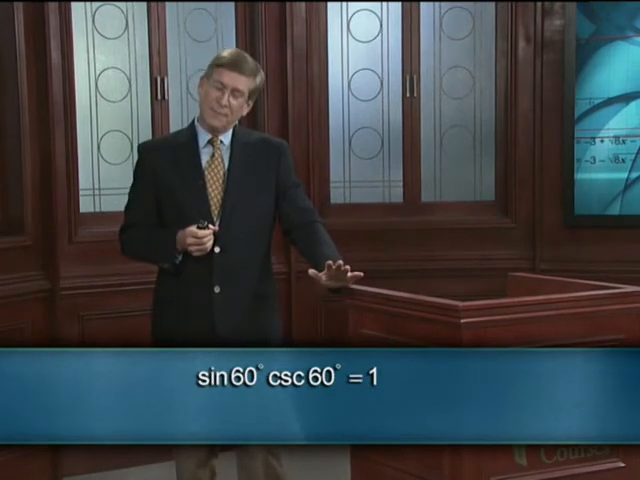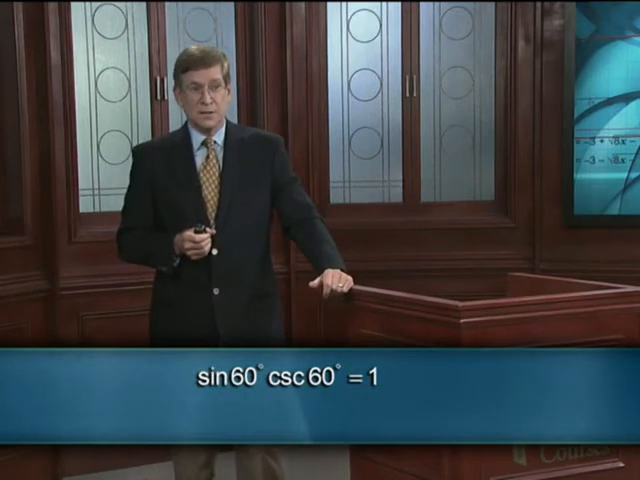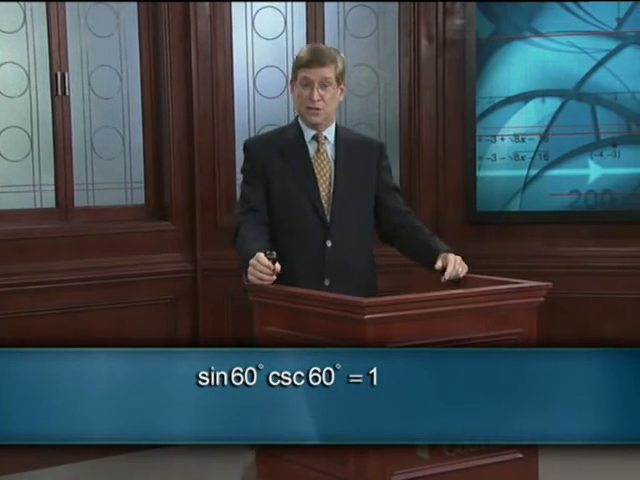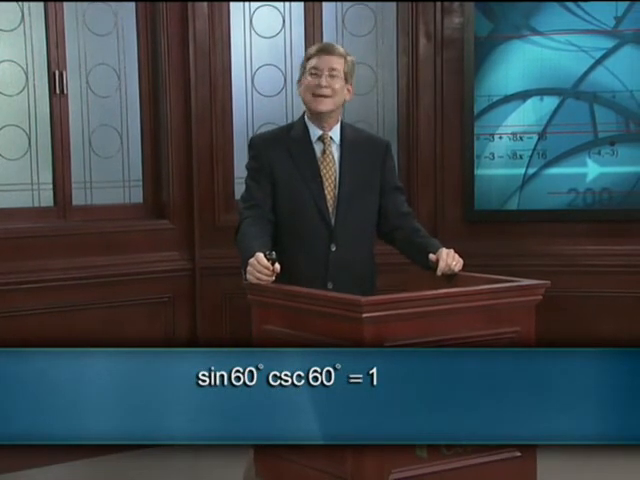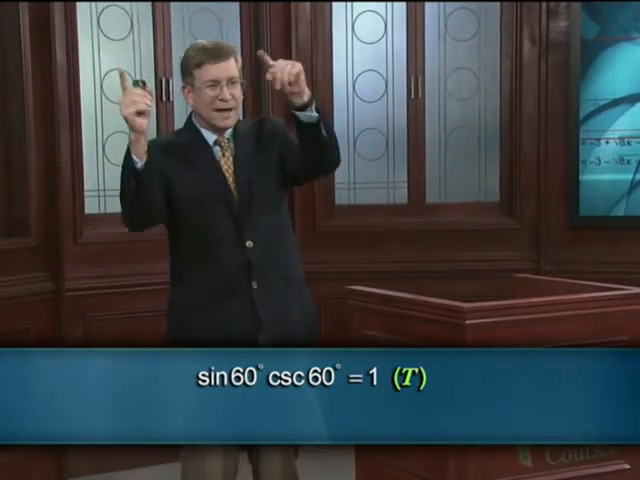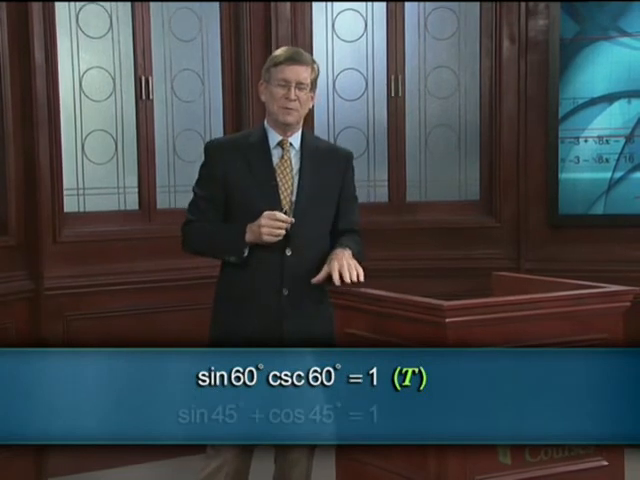Sine of some angle, 60 degrees say, times cosecant, 60 degrees. I hope I said cosecant. Sine 60 times cosecant 60. Is that equal to 1? Well, yeah, it is, because cosecant is 1 over sine, and they cancel. So that's a true statement. Here's a trickier problem.